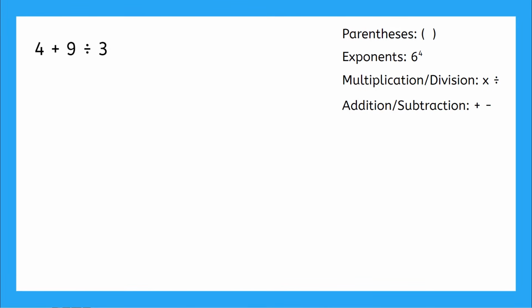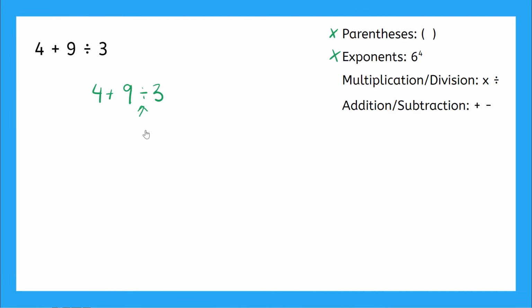Okay, let's take a look at this one. I'm going to start by writing my problem down. I have 4 plus 9 divided by 3. Now taking a look at my list over here, do I have any parentheses in my problem? No. Do I have any exponents in my problem? No, of course not. Now, multiplication or division, do I have that in my problem? I sure do right here. So I'm going to go ahead and do that first.